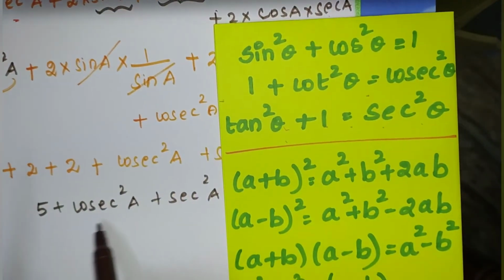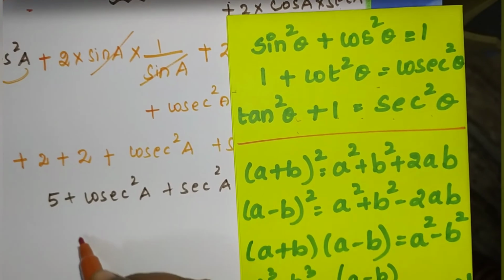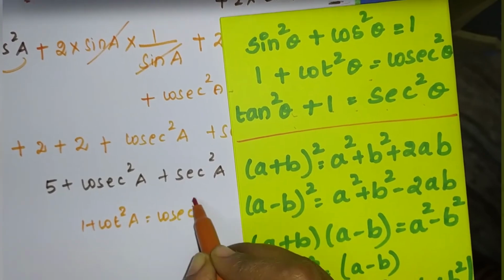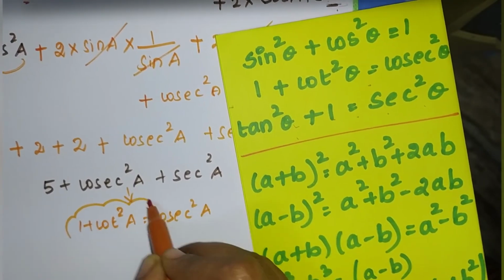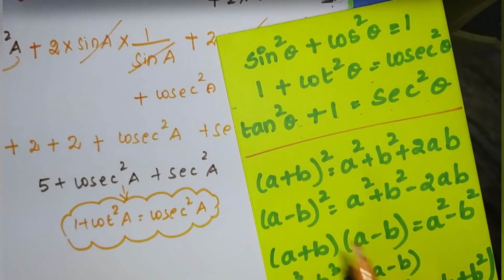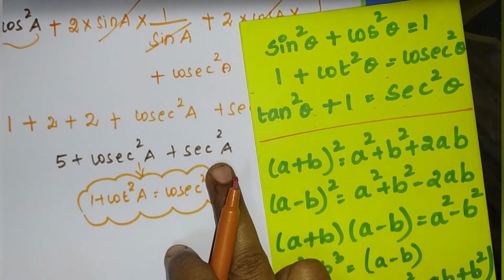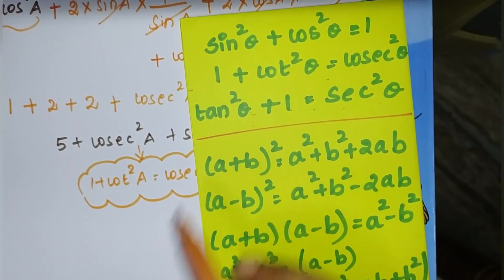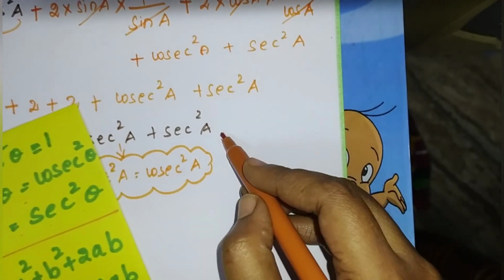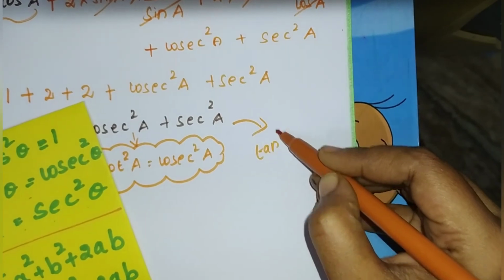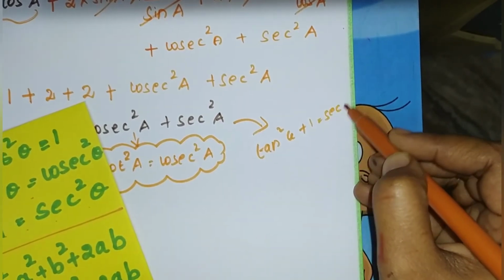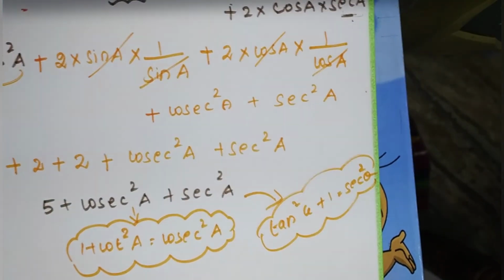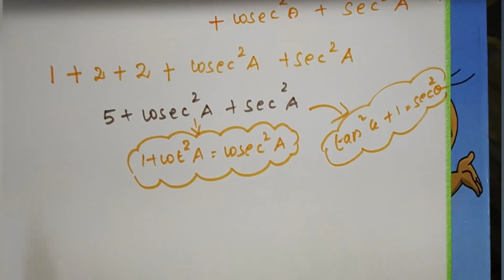So instead of this, I can apply the trigonometric identity 1 plus cot square A. Clear? And instead of secant, what can we apply? Tan square theta plus 1. This one we can apply for secant square. That also I am going to apply: tan square theta plus 1 is equal to secant square theta. Clear? These are the two trigonometric identities I am going to choose right here.